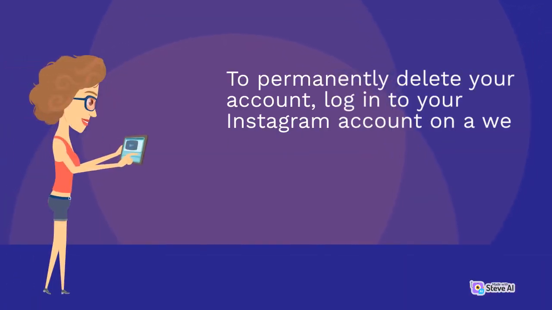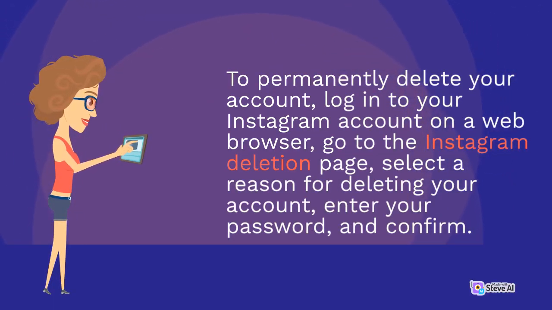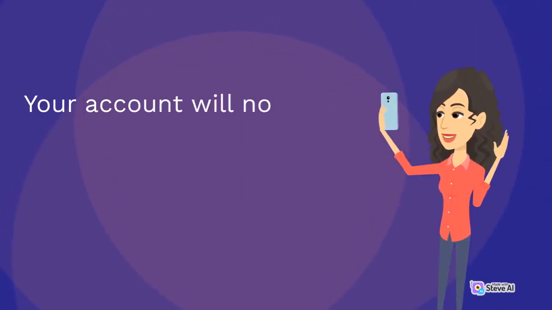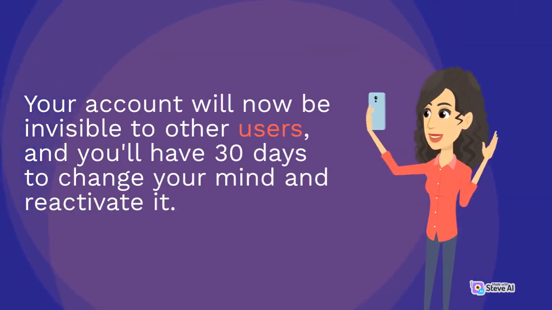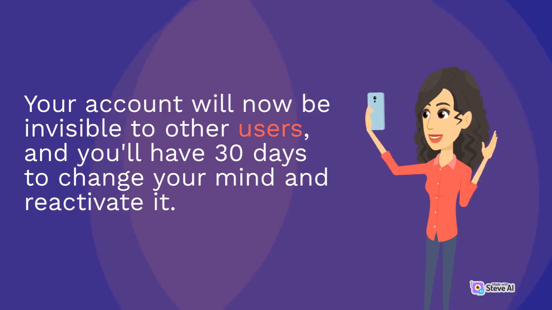To permanently delete your account, log into your Instagram account on a web browser, go to the Instagram deletion page, select a reason for deleting your account, enter your password, and confirm. Your account will now be invisible to other users, and you'll have 30 days to change your mind and reactivate it.